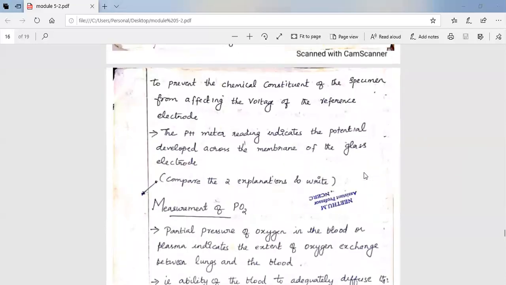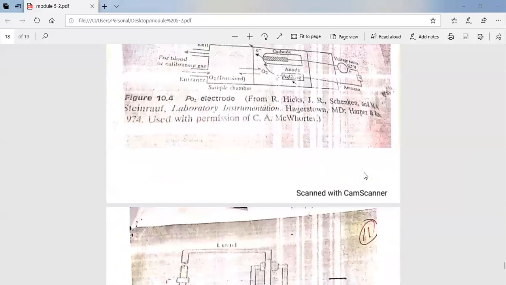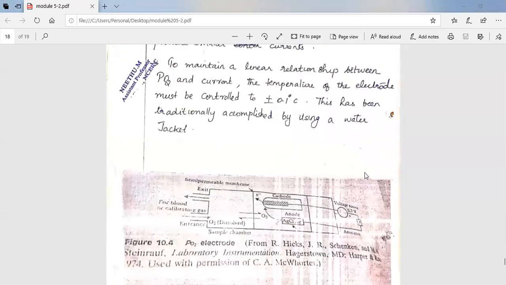So next comes the measurement of PO2. This is the figure for the PO2 electrode, and this is the construction of the PO2 electrode. Partial pressure of oxygen in the blood or plasma indicates the extent of oxygen exchange between the lungs and the blood, that is, the ability of the blood to supply the body tissue with oxygen. And the measurement of oxygen is done by using a polarographic electrode.